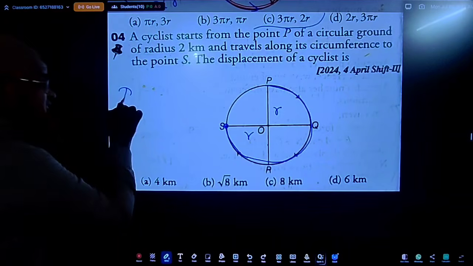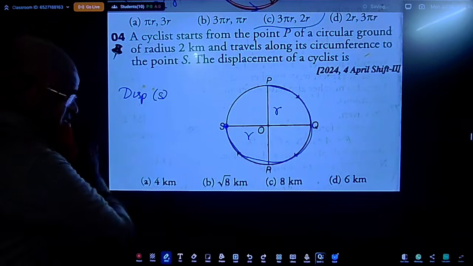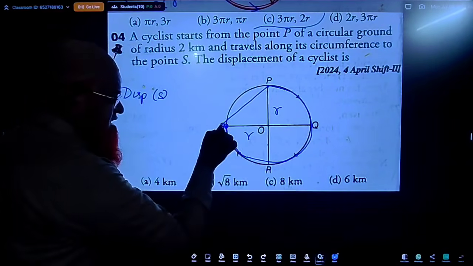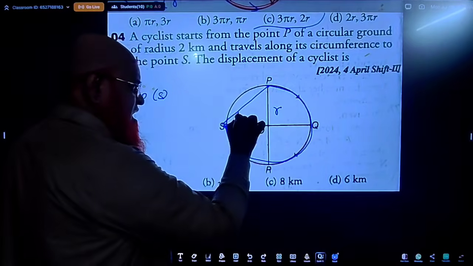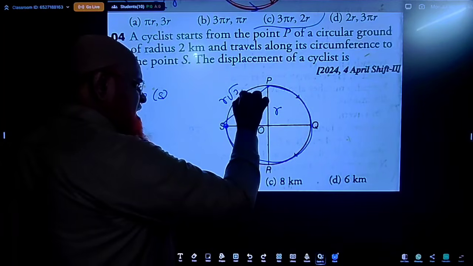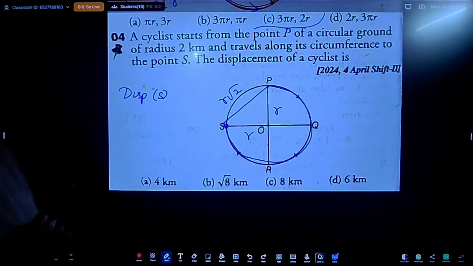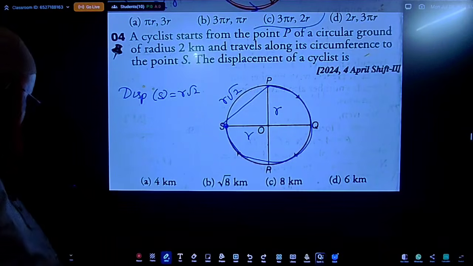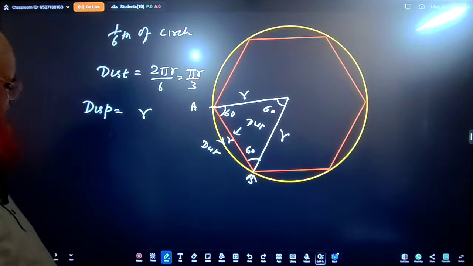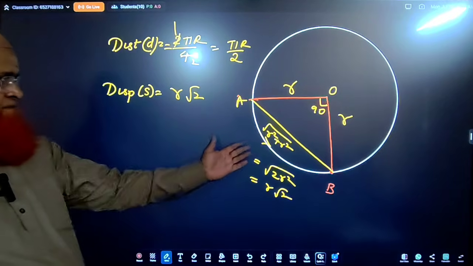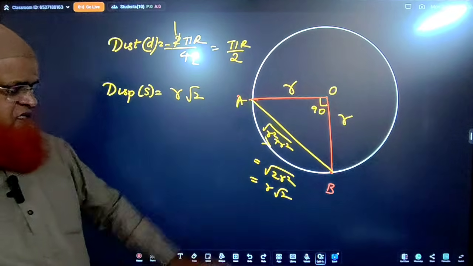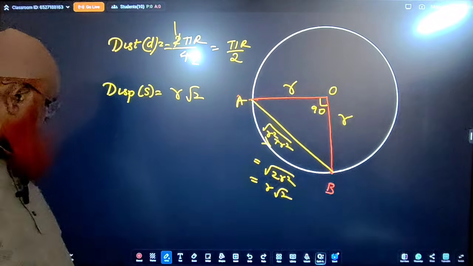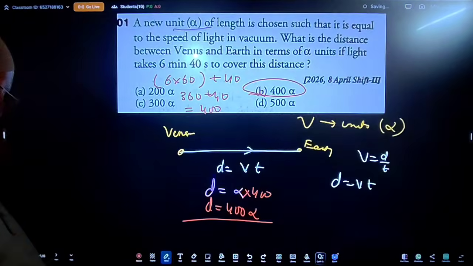So displacement is given by s. Starting point, ending point, draw a straight line. This is r, this is r, hypotenuse is r root 2. That's it. So your answer is r root 2 by applying the Pythagoras theorem: under root of r square plus r square is 2r square, that is r root 2. Understood what I am saying now?